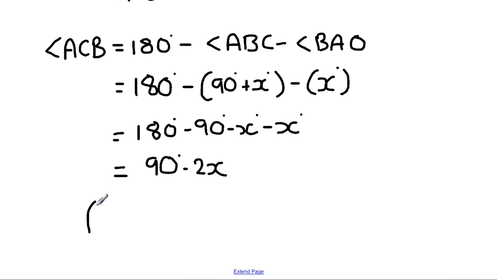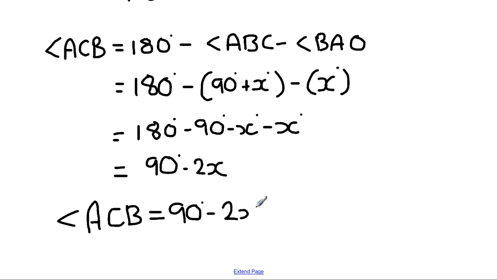Therefore, angle ACB is equal to 90 degrees minus 2x. So that's our final answer.